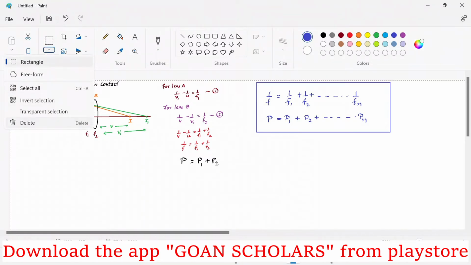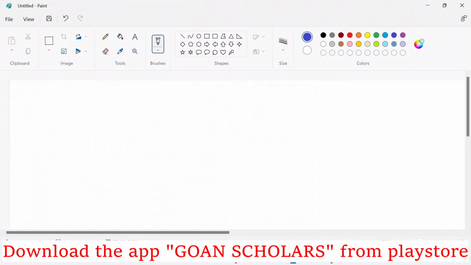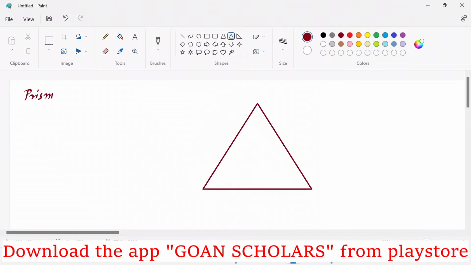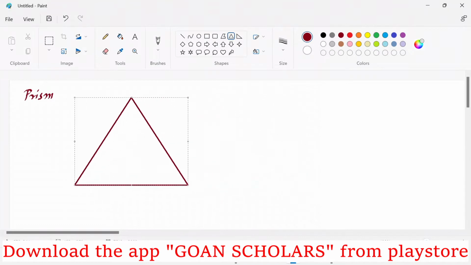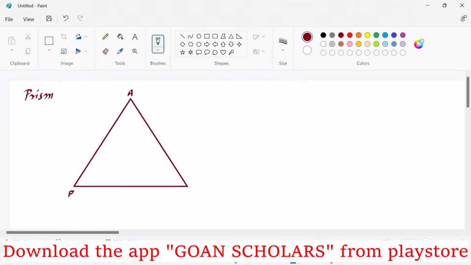Let's move to our next part, that is prism. So our next topic is prism. Let's draw the diagram for prism. So let me draw a prism over here. Let's say this is my prism. Let's name this prism A, B, and C.